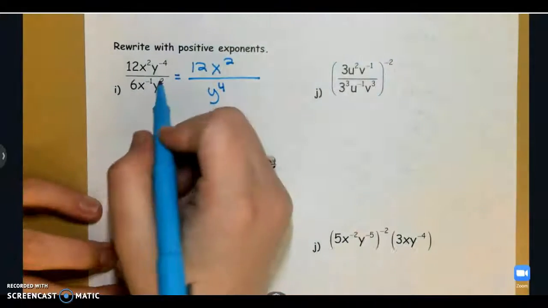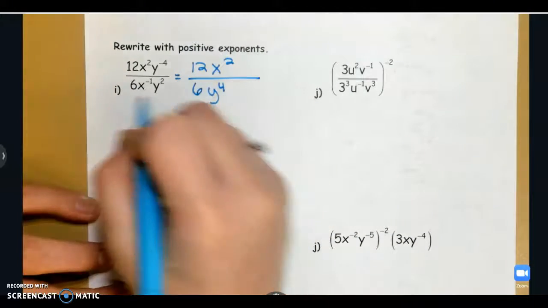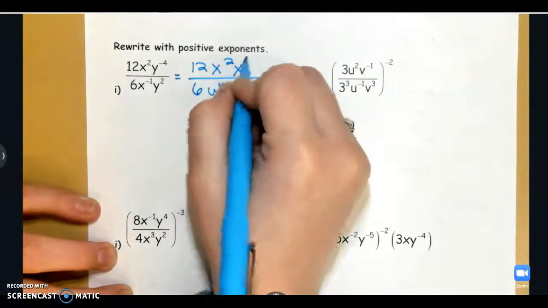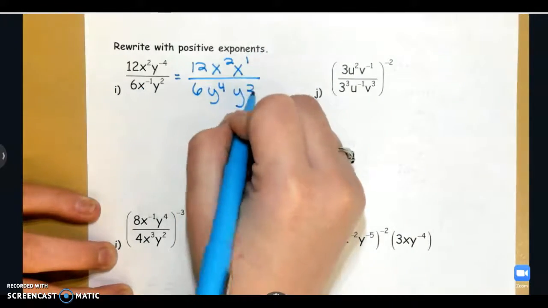And now I'm ready to move on to my denominator. My camera does not want to focus today. 6 is going to stay in the bottom. That x to the negative 1 is going to move into the top. And that y squared stays in the bottom.